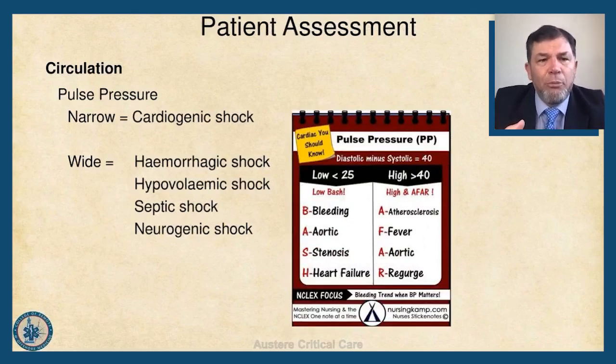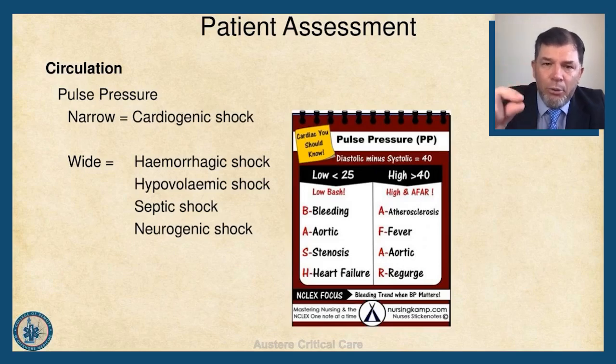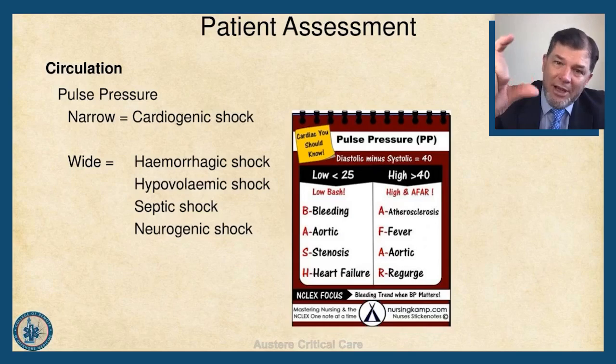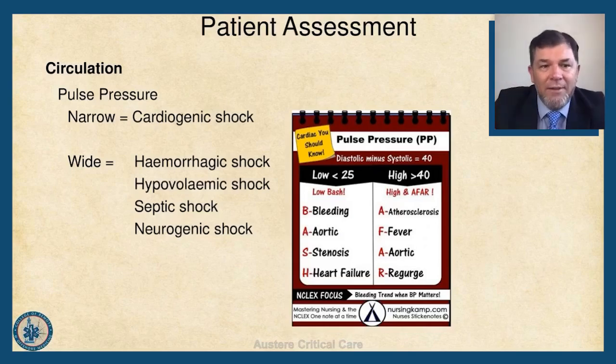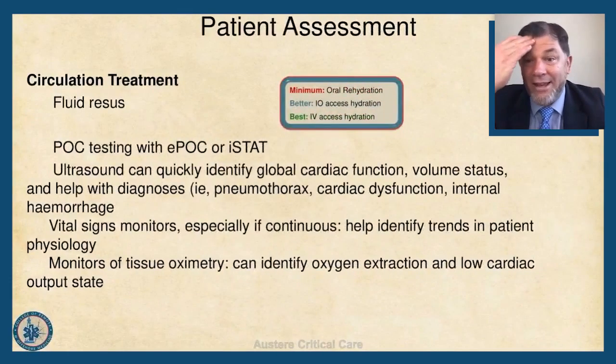A quick overview of your pulse pressure. Pulse pressure is the difference between your systolic and diastolic. A narrow pulse pressure means you're going to have some sort of cardiogenic problem. With a wide pulse pressure, your systolic could be staying up high, but your diastolic is dropping like a rock. You could be in some types of shock. So we'll talk a bit more about pulse pressure in the next lecture.